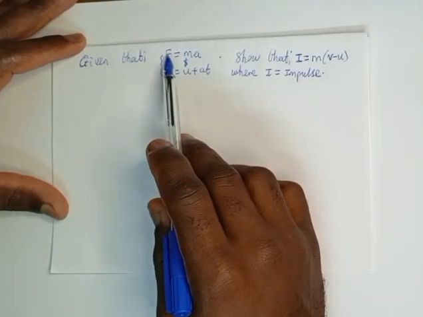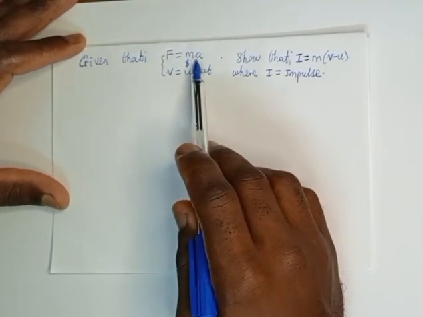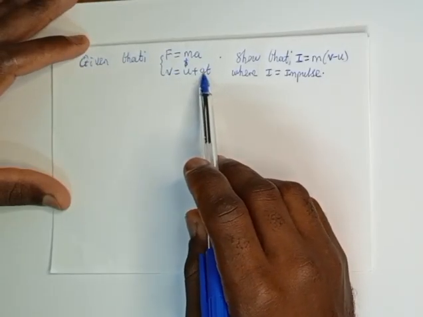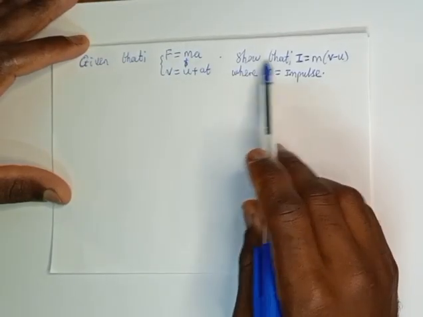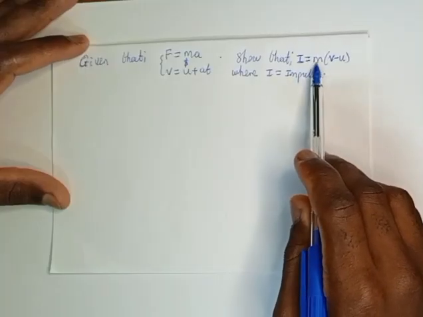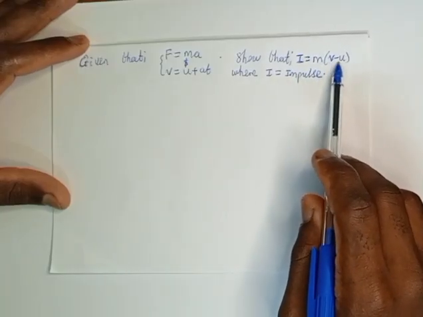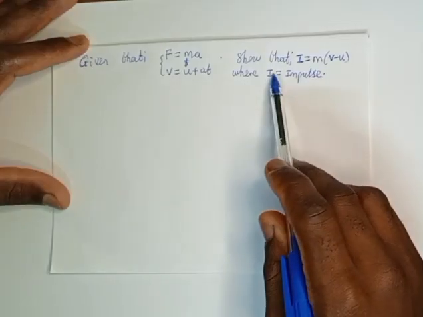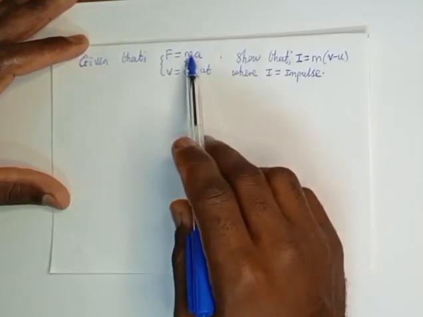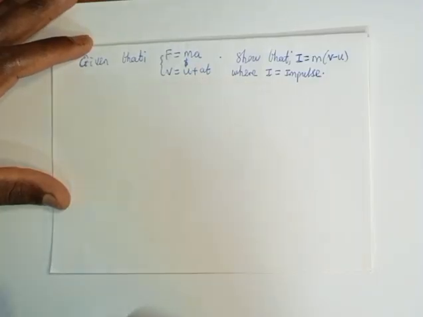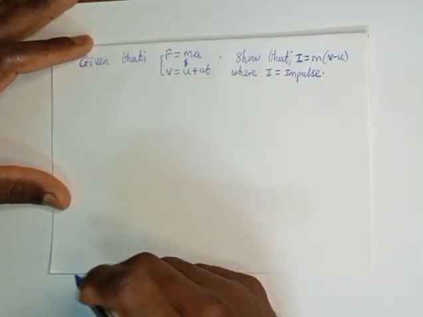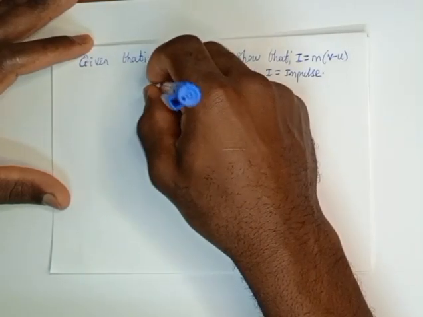Given that F is equal to MA and V is equal to U plus AT, show that I is equal to M times (V minus U), where I is equal to the impulse. These two equations are known as equations of motion. Take down the proof.